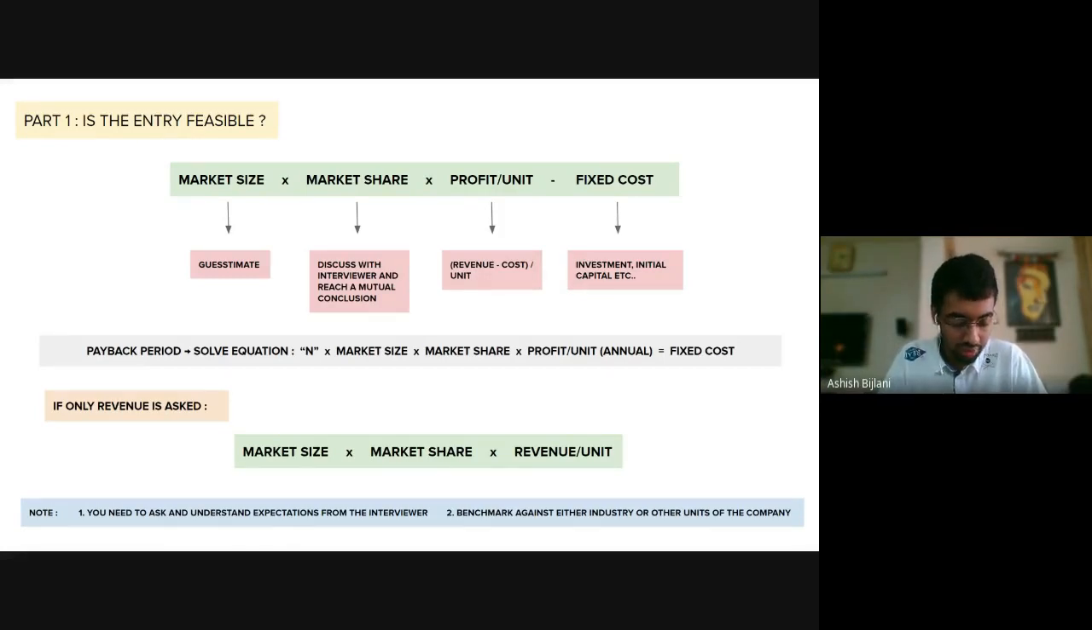Now, the other part is, let's say if we observe the first formula. Let's say we take the profit per unit and try and estimate what they can expect in a year, right? That will tell us the first term in a single year's period. And now, if I say that the payback period is something like n, so n times the annual profit that you can expect, if you equate it to fixed cost, that would roughly give you the payback period.